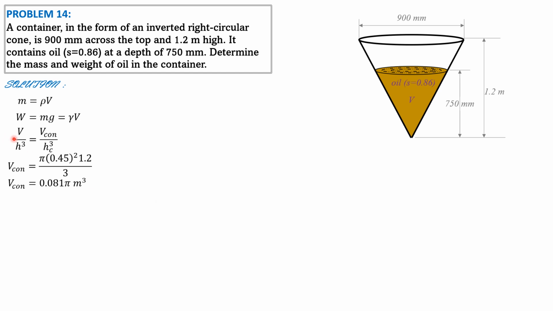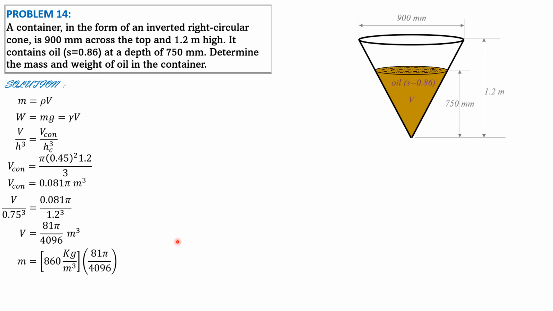So substitute here, volume as to 0.75 cube equals 0.081 pi as to 1.2 cube. So from there we can solve for the volume of the oil, 81 pi over 4096. Substitute here, mass is density 860 kilogram per cubic meter times 81 pi over 4096 cubic meter. So the mass can now be computed in kilograms, 53.43 kilograms.